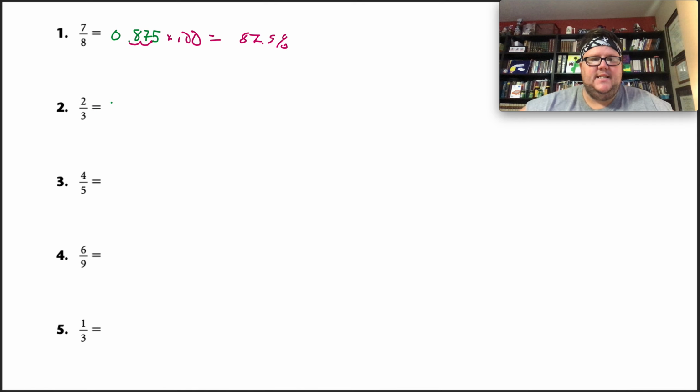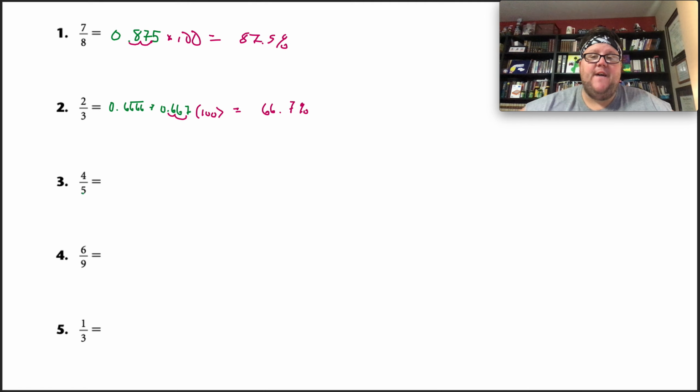Let's do 2/3. 2 divided by 3 is 0.6666, repeating. So I'm going to change that to 0.667. All right? Now I'm going to multiply that by 100, which is as simple as moving it 2 decimal places to the right. So I get 66.7%. Going quickly, I hope it's not too hard.